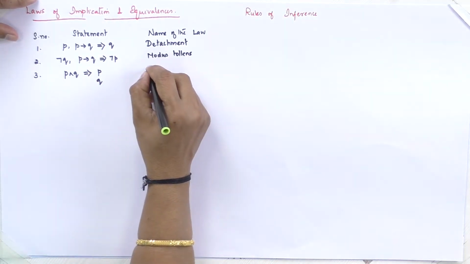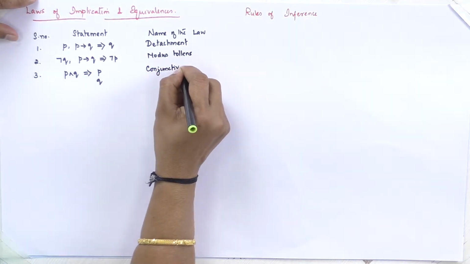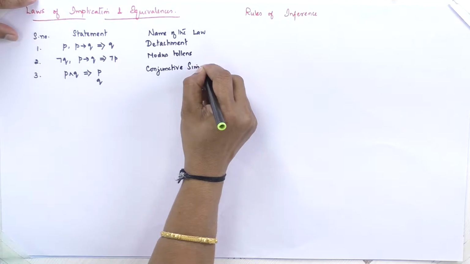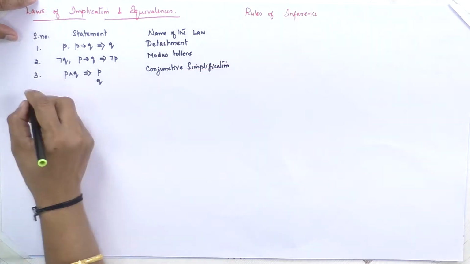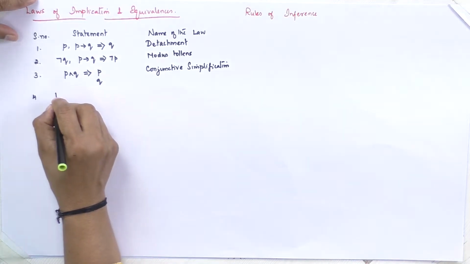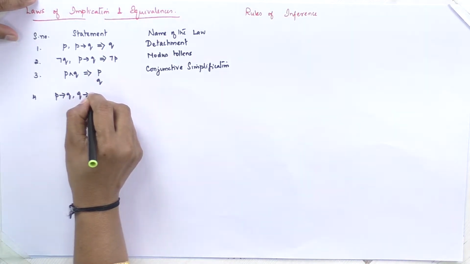And next is, whenever we have P and Q, this will imply either P or Q. So this is called conjunctive simplification.